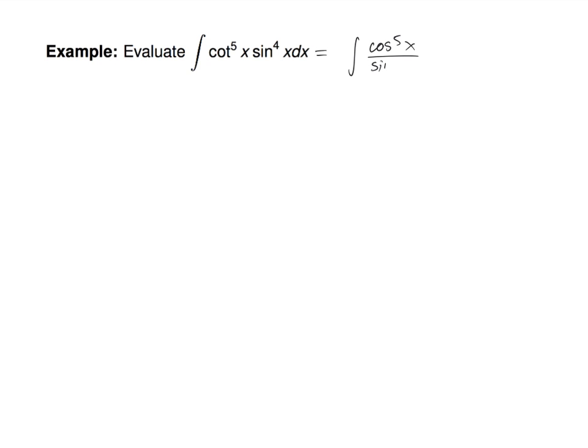Mm-hmm. And then times sine to the fourth x, right? Nice. And stuff can cancel, right? What do we got once stuff is canceled? The sine x is canceled, and so we've got cosine to the fifth x over sine x. Great. And that sine x is in the denominator, so it cannot be your du.